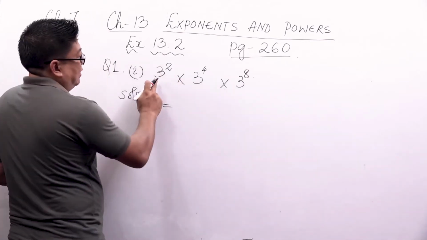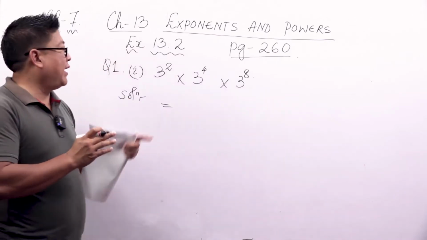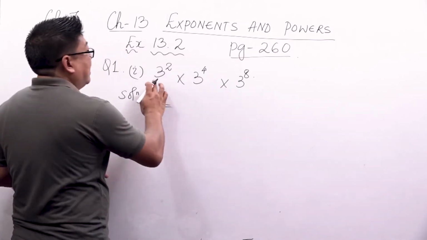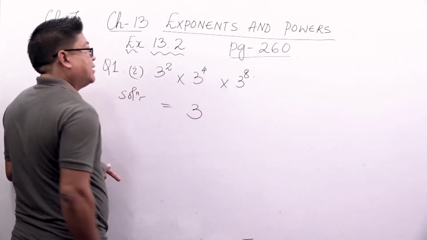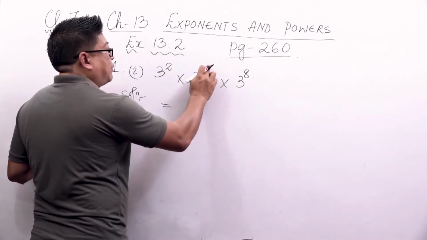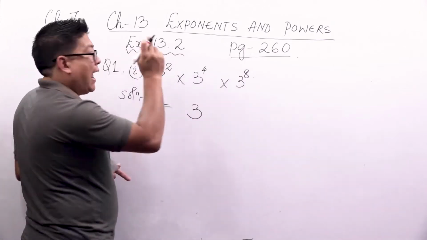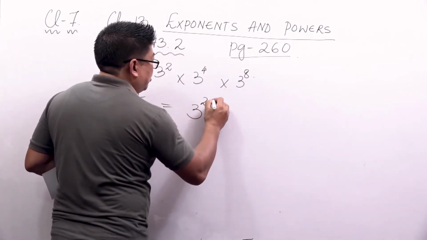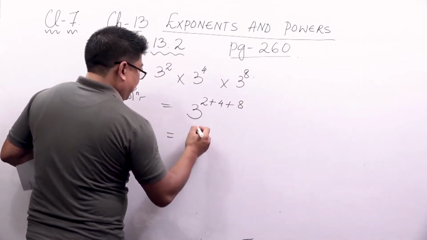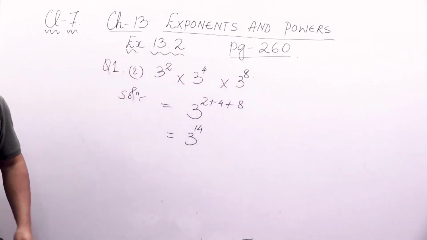Check the base. The base is 3, 3, 3. So, all the bases are 3. So, this law is multiplying same base, okay? Multiplying with same base. That means, if the base is same, you will write only one base, 3. And since these are multiplied, 3 to the power 2 into 3 to the power 4 into 3 to the power 8. All of them are multiplied, so add all the powers. 2 plus 4 plus 8. When you add this, you get 14. Okay? So 3 to the power 14.